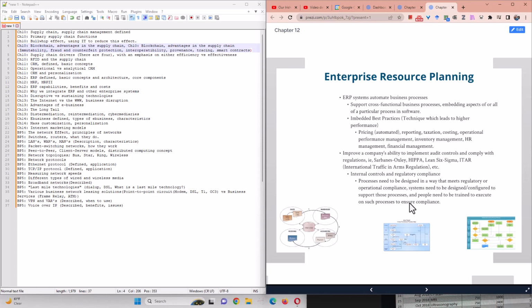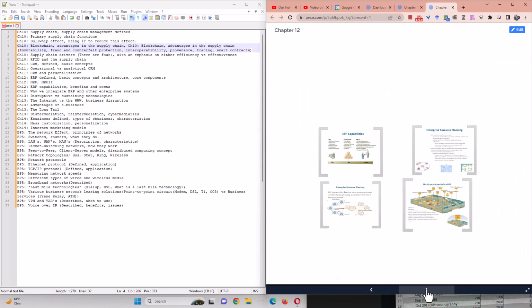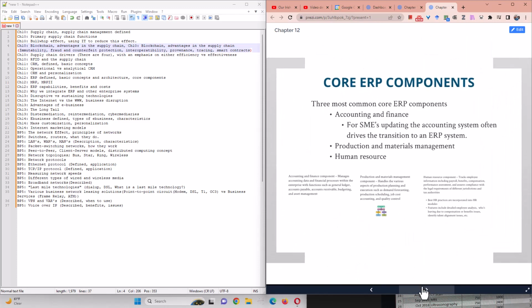If you need to conform to certain regulations like SOX or HIPAA or ITAR, you want to shop around and make sure the ERP system does conform to those requirements, so your company will need to do their homework when looking at different systems. If you're in the arms business, you probably want to look at certain ERP systems for that kind of activity. We talked about the core components.